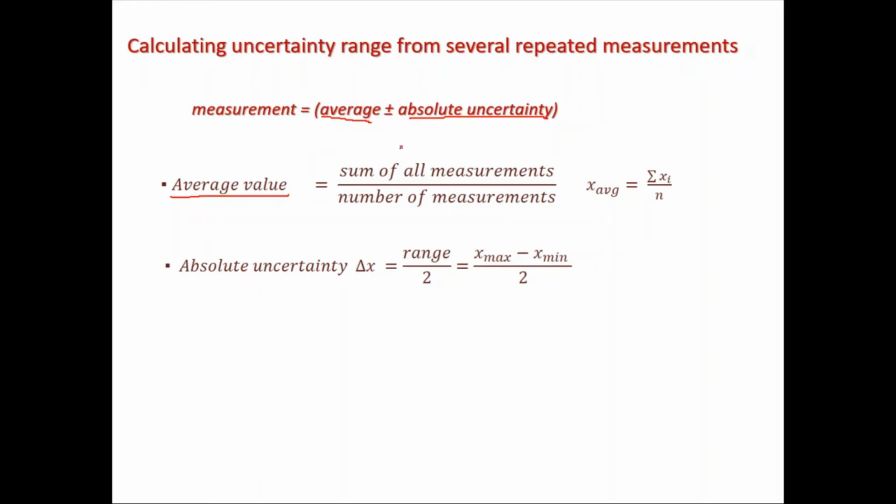Then you are going to write your mean here plus or minus the absolute uncertainty. Then how are we going to calculate the fractional uncertainty?